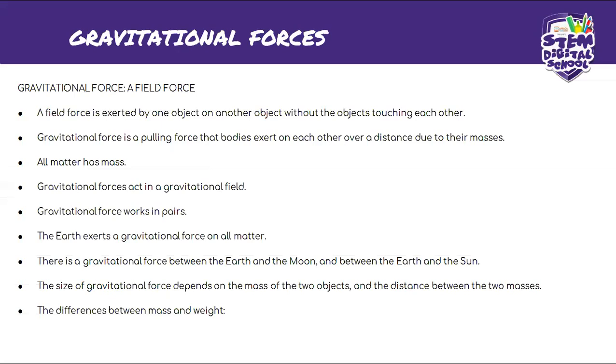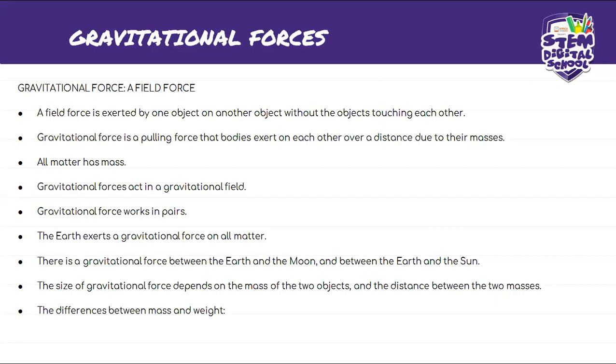Okay, now let's look at gravitational force and then a field force. A field force is exerted by one object on another object without the objects touching each other. Gravitational force is a pulling force that bodies exert on each other over a distance due to their what? Masses. All matter has what? Mass. You remember we looked at matter somewhere in the previous grade. So all matter has mass.